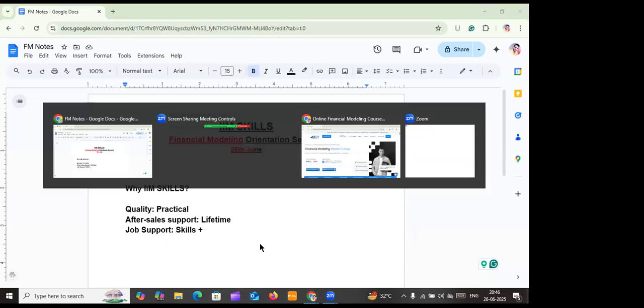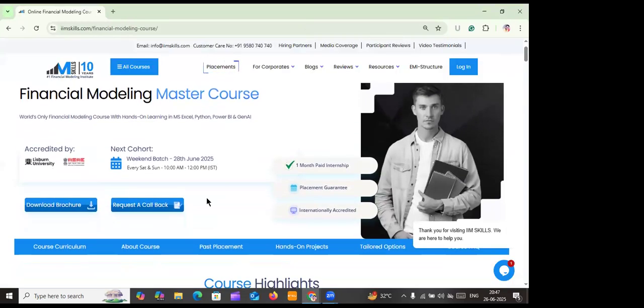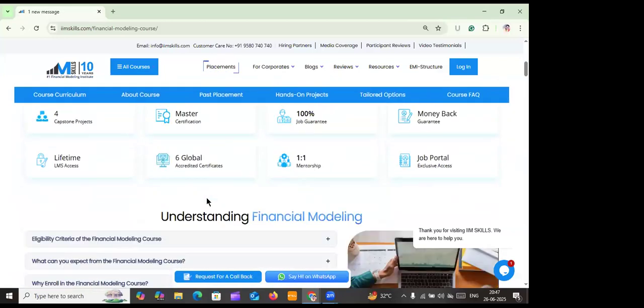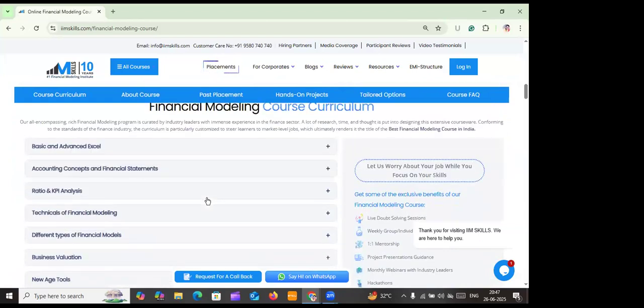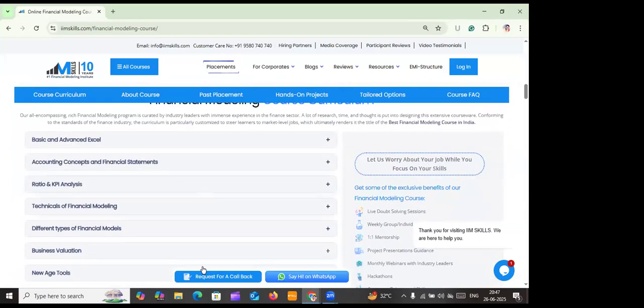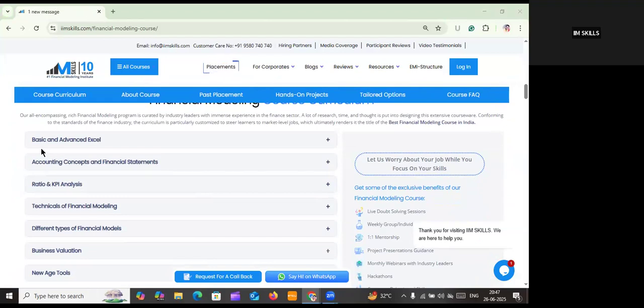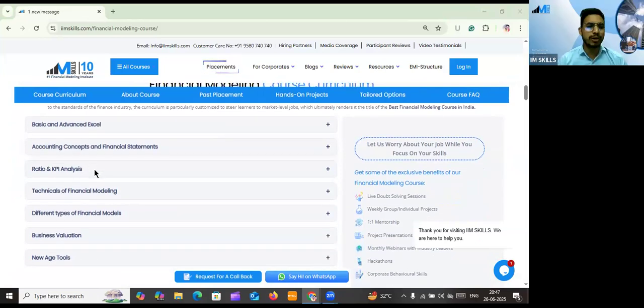When you go through my website, I will not spend time talking about the course syllabus. I'm sure you have all already received the brochure of this training program. You can see every single section required to become a financial modeler. We have covered everything within the training program that we are offering, either basics to advanced Excel formulas, or accounting concepts, or ratio and KPI analysis, or anything.